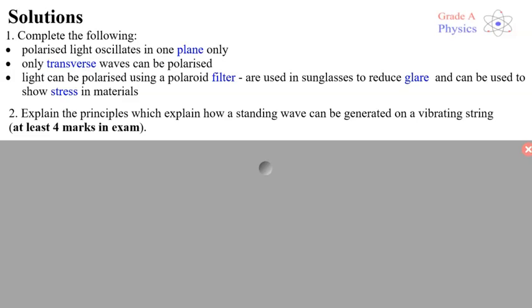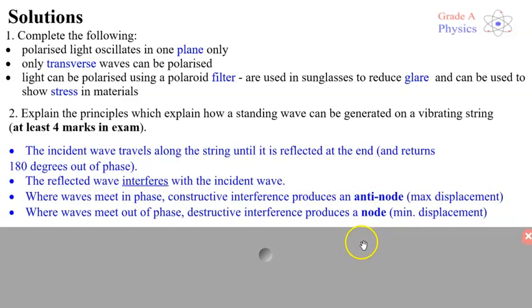Right, question 1. So all we really need to know about polarization is what is it, which waves can be polarized, and maybe what it can be used for. So these are our basic notes. Polarized light oscillates in one plane only. This is what we mean by plane polarized. That could be vertical or horizontal. Only transverse waves can be polarized, and typically we're referring to Polaroid filters, and they're used in sunglasses to reduce glare, and there's other applications as well, such as looking at stress in materials.